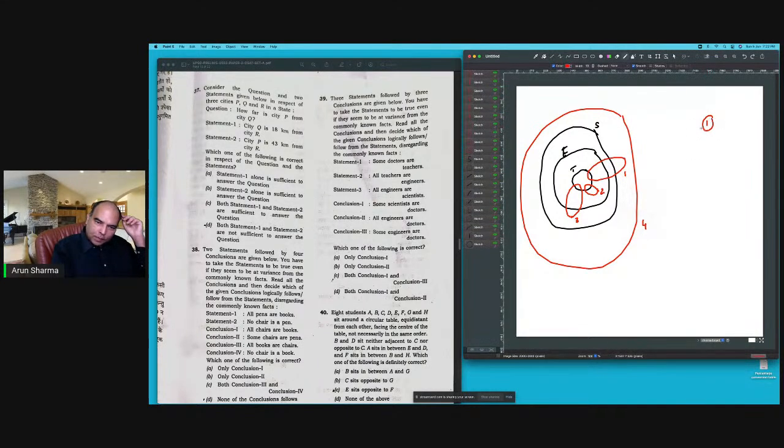Conclusion two: all engineers are doctors. Not necessarily, because in figures one and two, all engineers are not doctors. So conclusion two is not necessary. And if I look at conclusion three, all engineers are doctors. This is also not necessary, because if I draw this for doctors, all engineers are doctors is not true. So only conclusion one is the answer. I would go with A there.